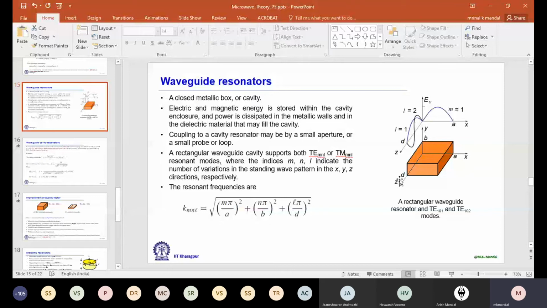Then on the side walls it should be 0, because on the metal surface it is becoming tangential. So on the side walls the electric field should be 0. That is the boundary condition. Now we try to fit a sinusoidal curve for the standing wave.